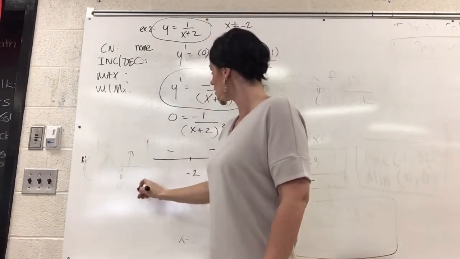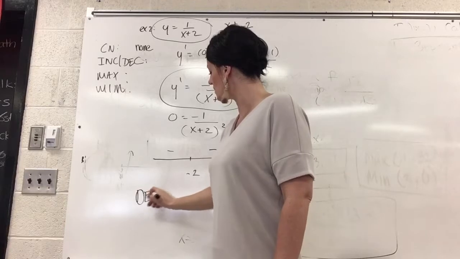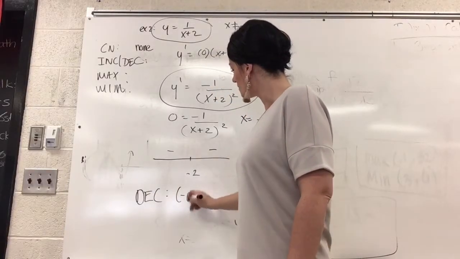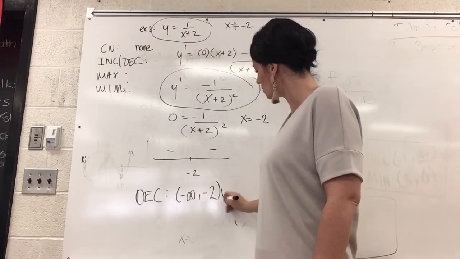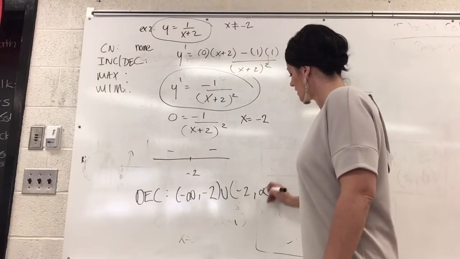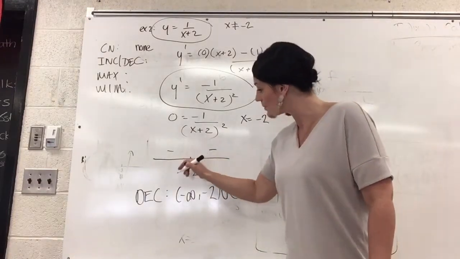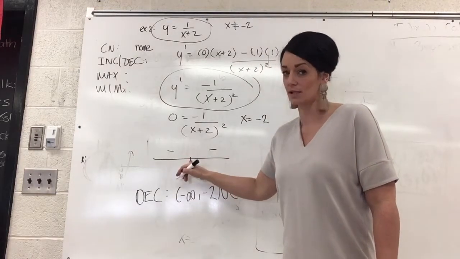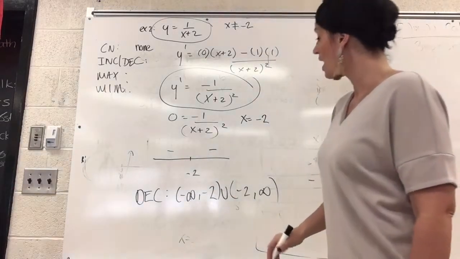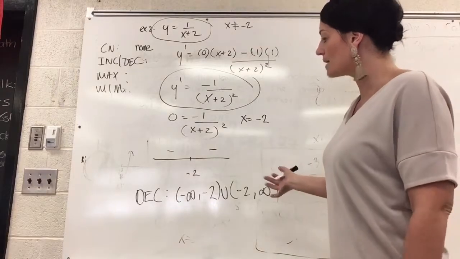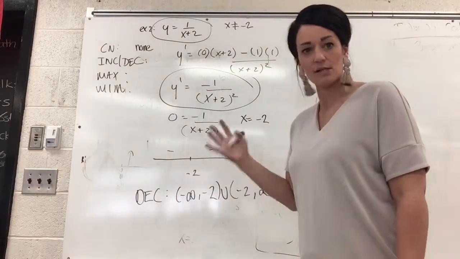So when I'm listing my intervals of decrease, be careful. I need to say from minus infinity to minus 2, and from minus 2 to infinity. I cannot just say from minus infinity to infinity, because at this exact point, it is not increasing or decreasing. Super important, okay? So there is no max or min, because there is no change from increase to decrease.